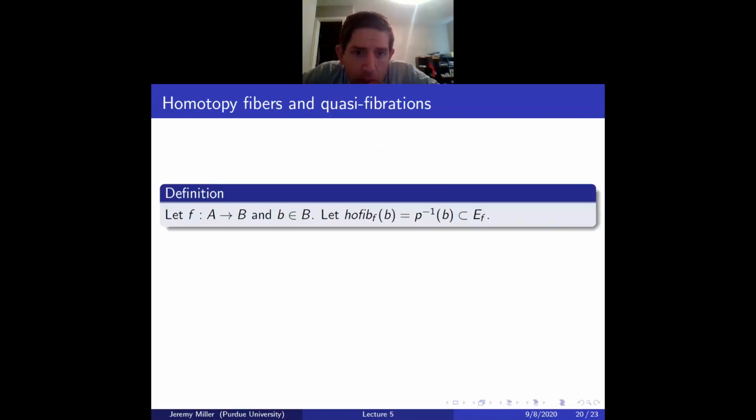the definition of the homotopy fiber is, we have this map F from A to B. The homotopy fiber over B is just the actual fiber of the map P. So the way you can construct the homotopy fiber is you replace F with a map that is a fibration, and then you look at the fibers of that map.